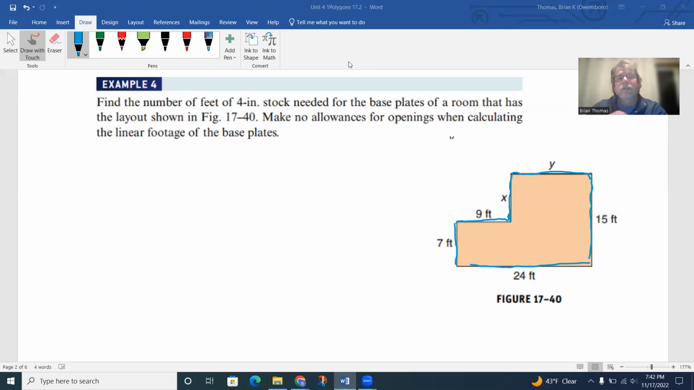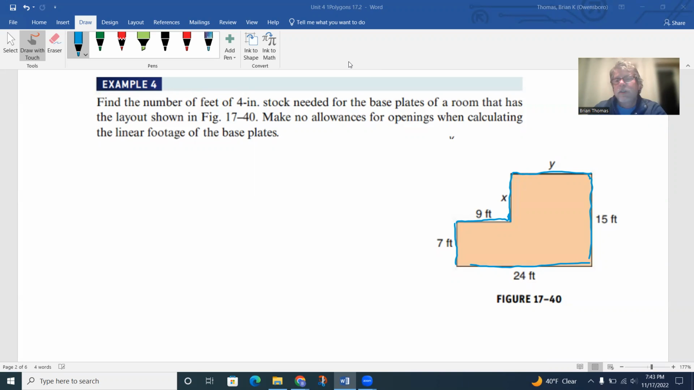So again, as we read through this problem a couple of times, just try and grasp what they're talking about here. Now, remember, rooms do have openings, like doors and stuff like that. So they're ignoring doors because remember, if you're talking about base plates, we're almost like talking about base trim. 4-inch stock basically means it's probably a 4-inch high base trim. What we're trying to figure out is how many linear feet we need to go around the room.